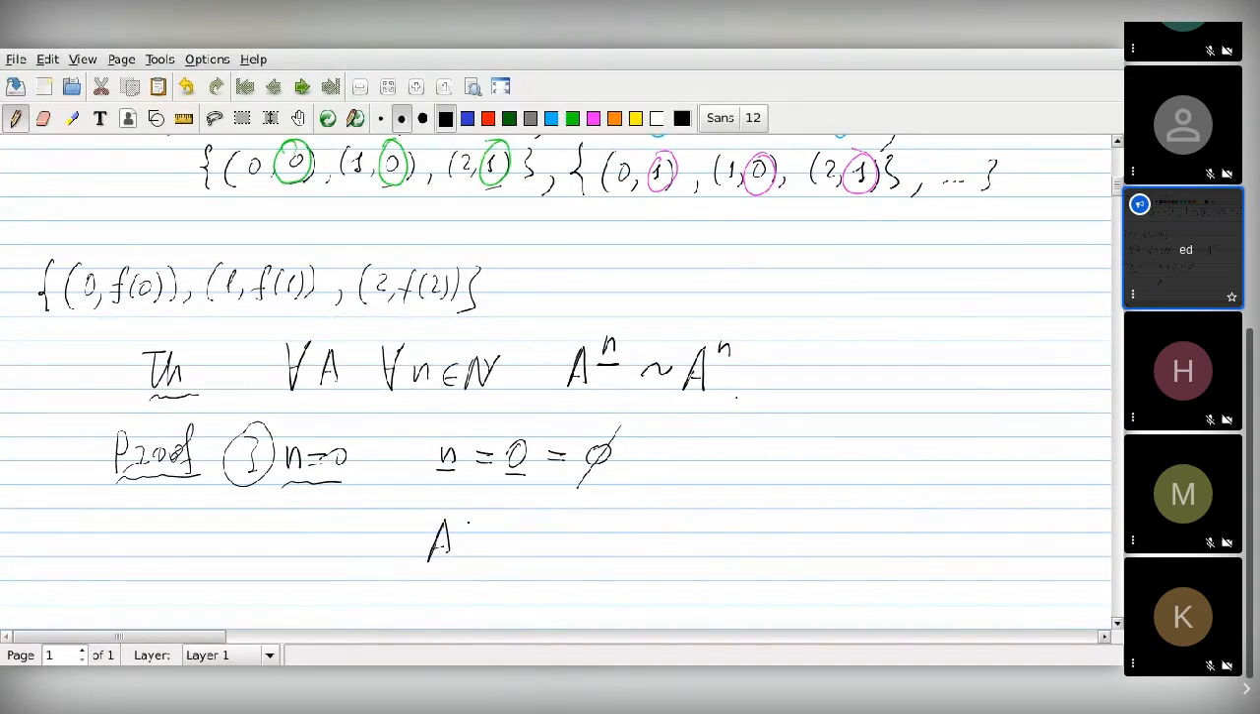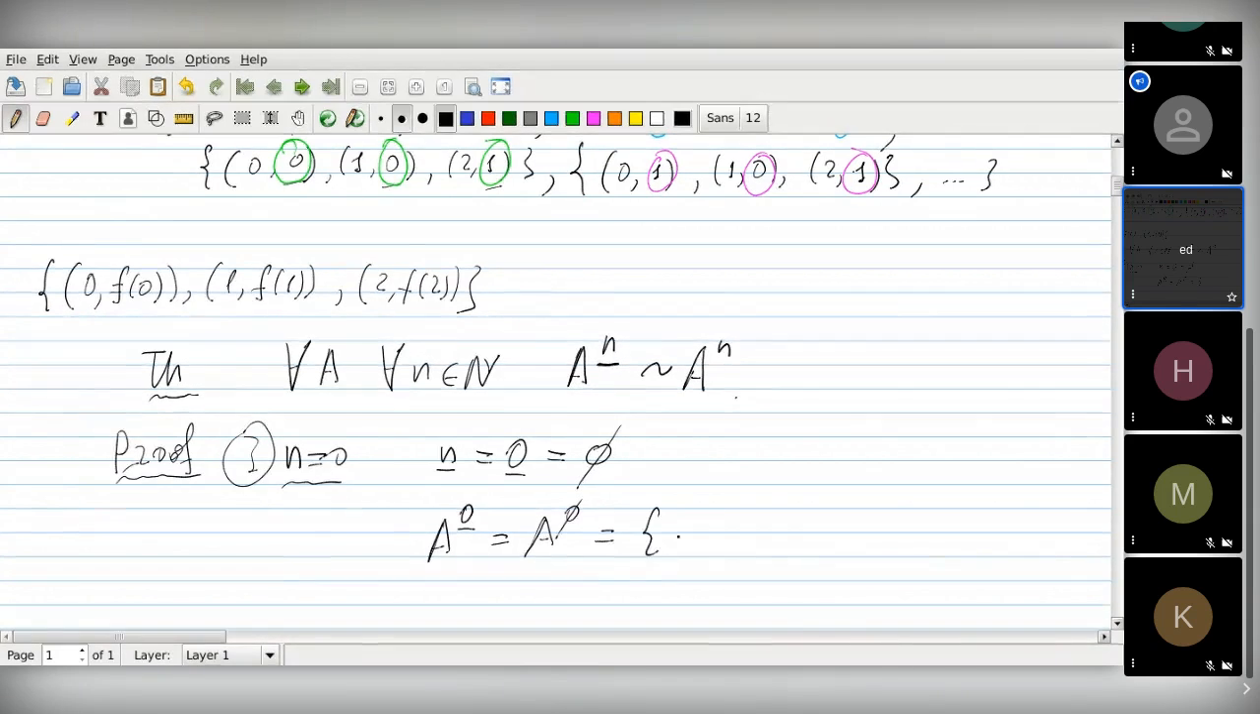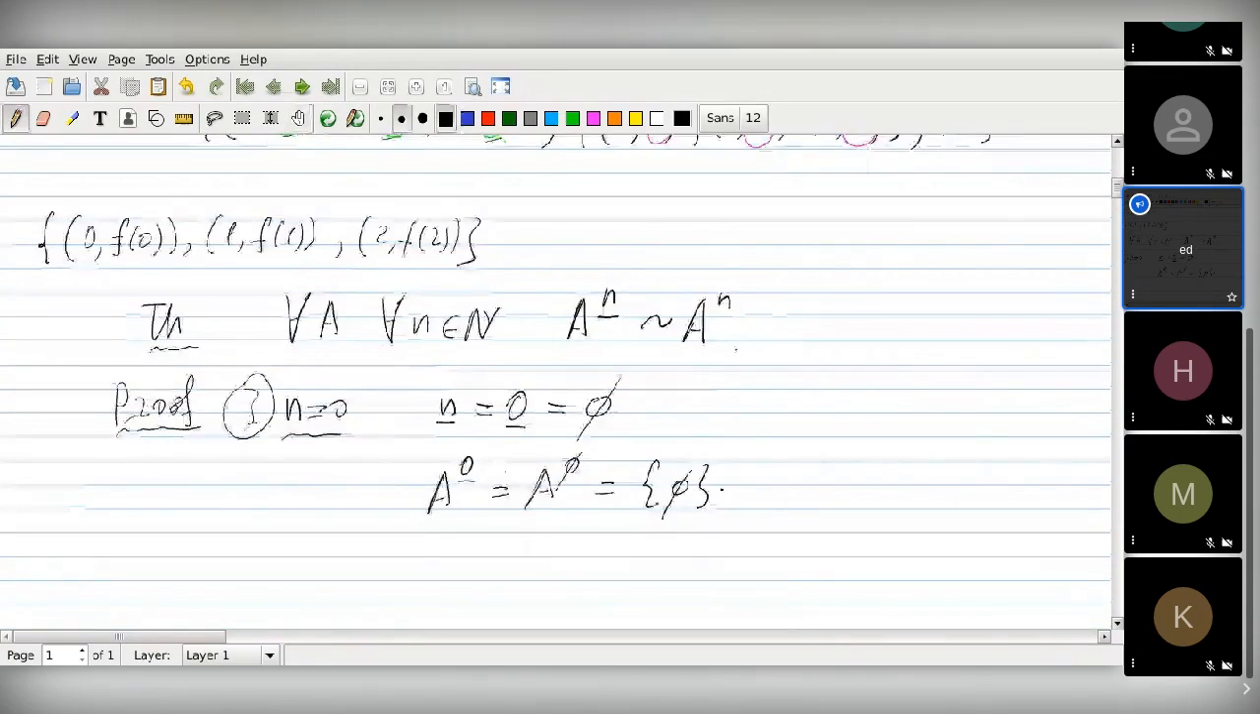Hence, our A to the power 0 underlined, A to the power empty set, is the set of all functions from the empty set to A. We have already computed this set. What is it? Singleton of empty. So the empty set is the only function from the empty set to A.